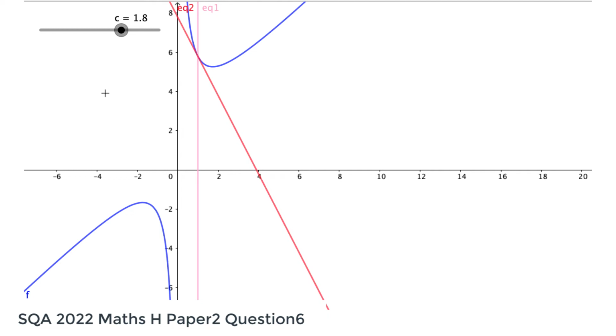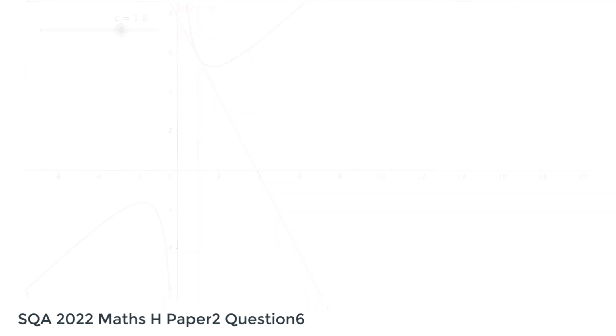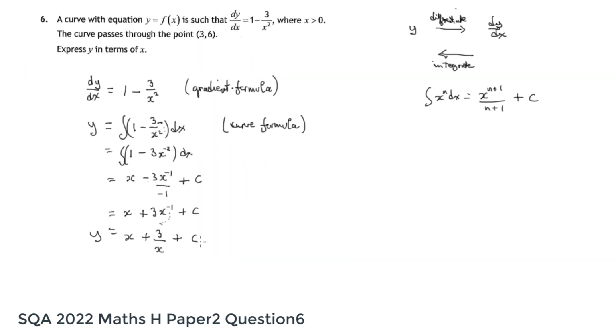Now, if we go back to our question, it tells us that the particular curve that we're looking for passes through the point 3, 6. Now, there's a host of curves that we get, all of which have this for the gradient formula. Only one of these is going to pass through the point 3, 6. So let's go back to our demonstration and see if we can find it. And look at the point 3, 6 in particular.